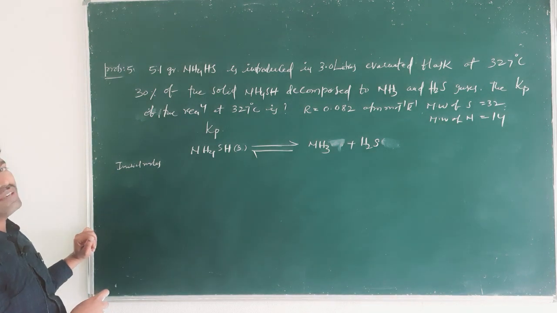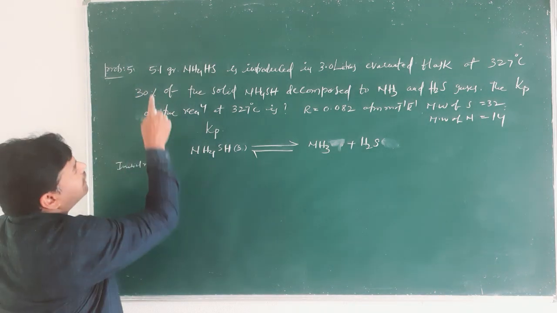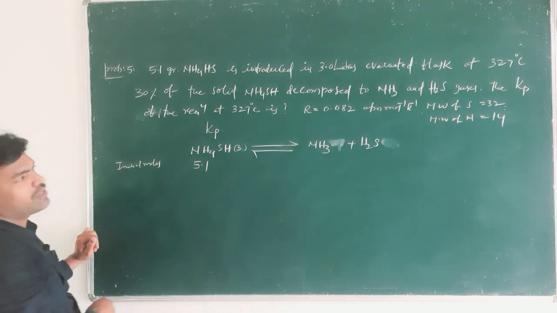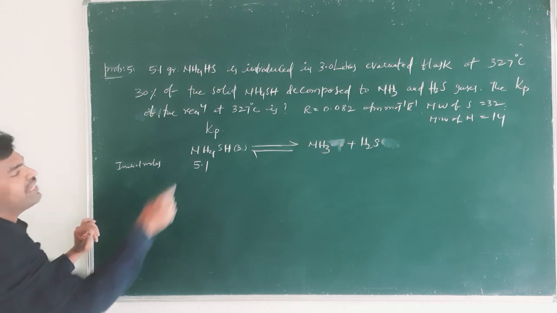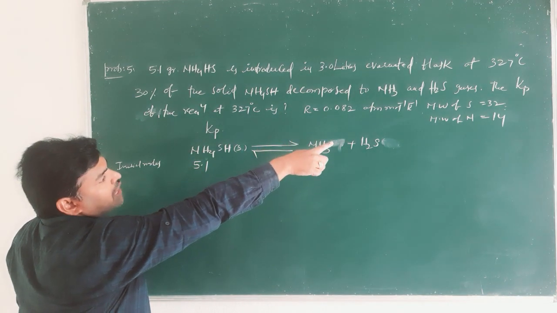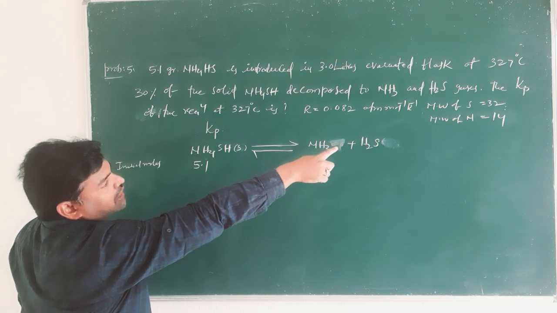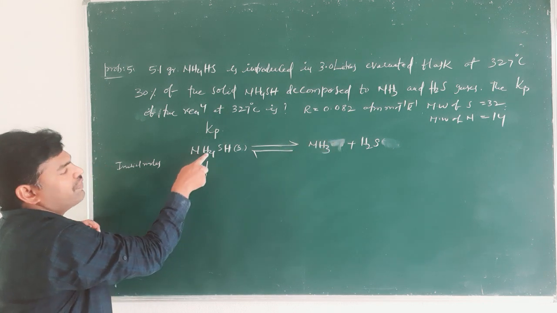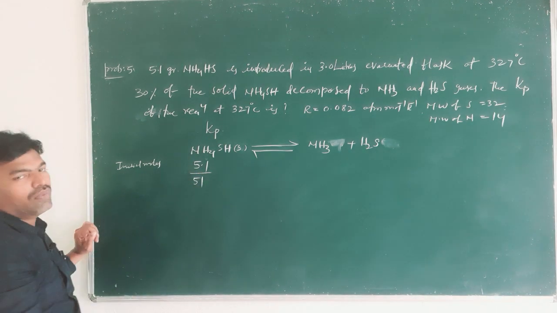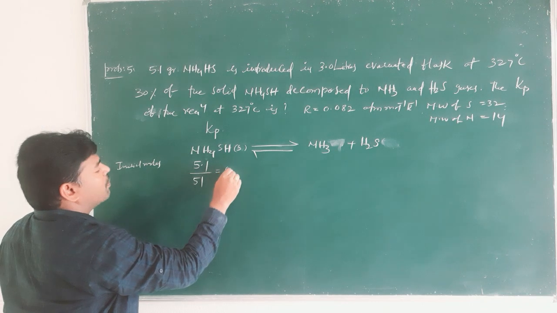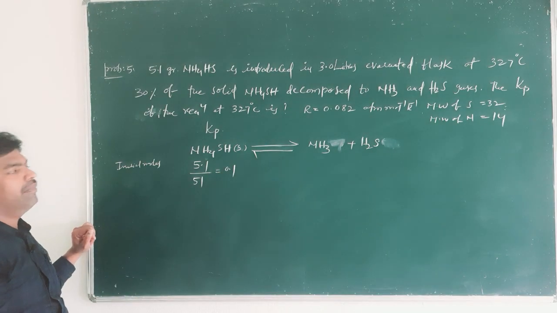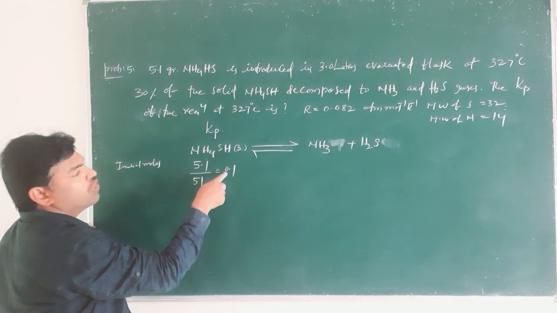How can we get the initial moles? They gave the weight of NH4HS, 5.1 grams. And what is the molecular weight of NH4HS? They gave the atomic weight of sulfur 32 and nitrogen 14, that is 46, plus 4 is 50, plus 1 is 51. So, molecular weight is 51. So, 5.1 by 51, that is 0.1. Okay, so 0.1 moles.